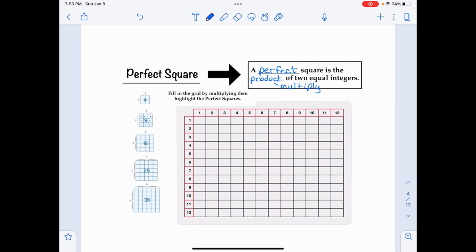On the left, I have some squares, some perfect squares. I have a 2 by 2 and a 3 by 3 and a 4 by 4 and a 5 by 5 and a 6 by 6. And when I multiply those out, 2 times 2 is 4, 3 times 3 is 9, 4 times 4 is 16.